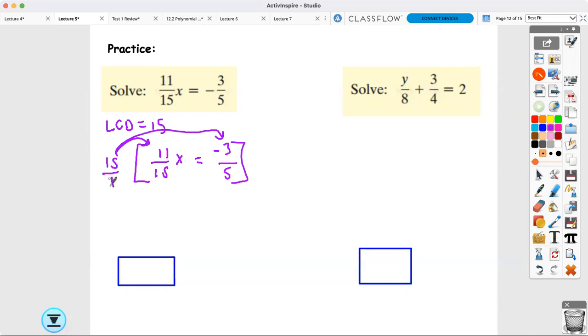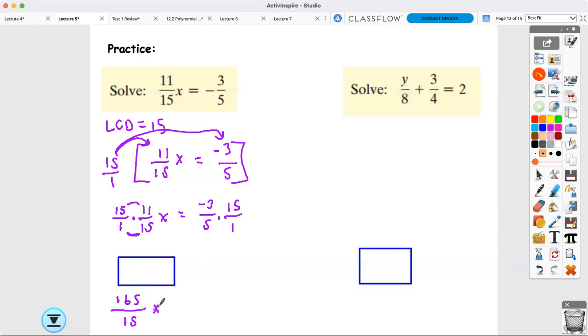15 over 1. Good. So for the first one, we're gonna multiply 15 over 1 times 11 over 15 x equals -3 over 5 times 15 over 1, right? You here with me so far? Yeah. Okay, so let's multiply the two fractions on the left, right? 15 times 11, because we do the top with the top, what's 15 times 11? 165. So then we get 165 on top over, on the bottom, what are we gonna multiply? 15 and 1. Which is 15.